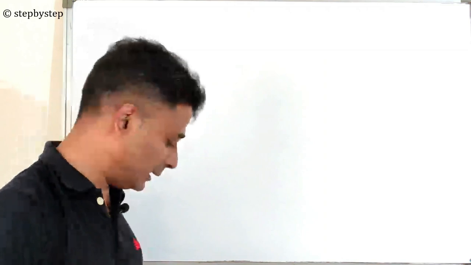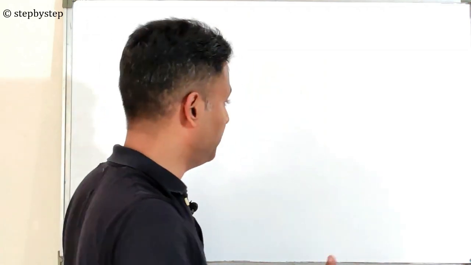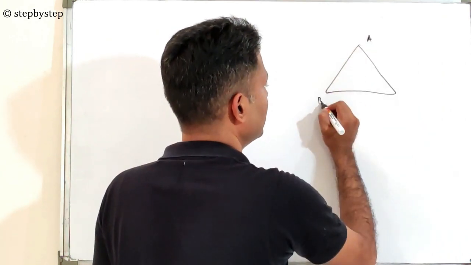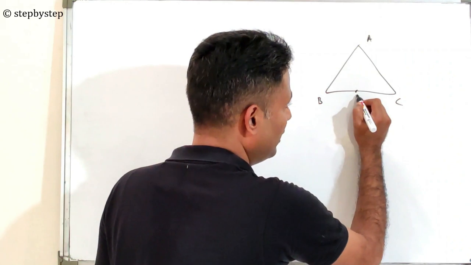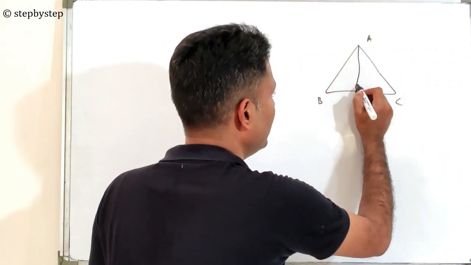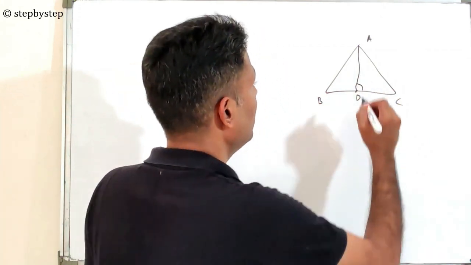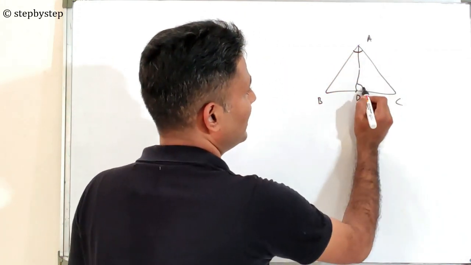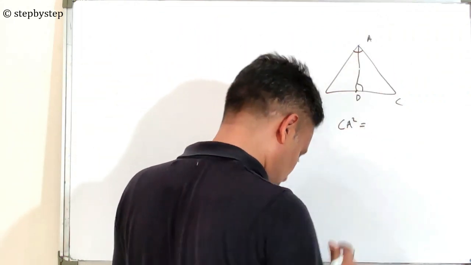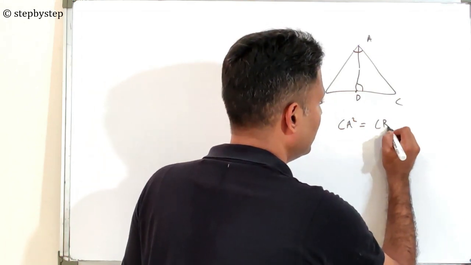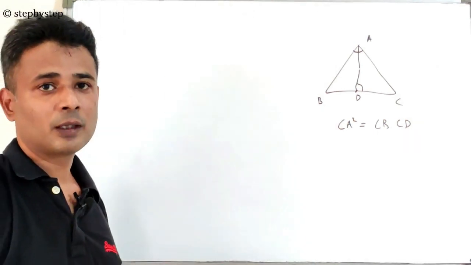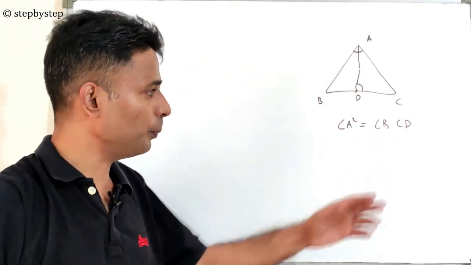Now the 13th question, guys, they have said D is a point on side BC of triangle ABC, such that angle ADC is equal to angle BAC. So they have said this angle is equal to this angle, and they have asked us to show that CA square equal to CB into CD. So this is what has been asked. Alright guys, so this is what you have to prove.